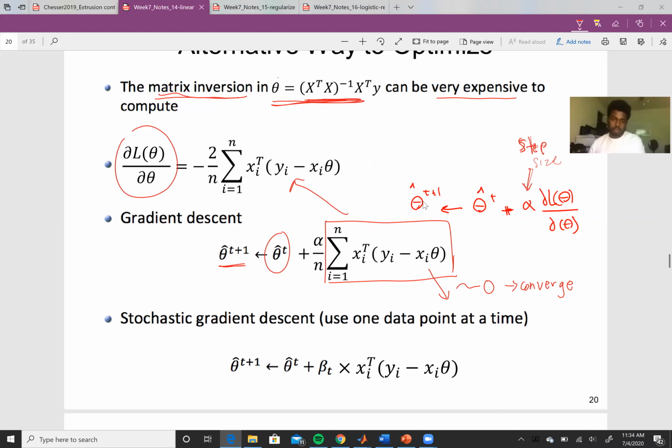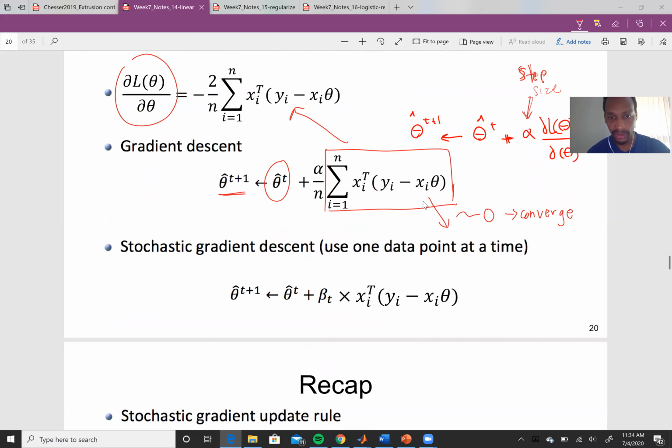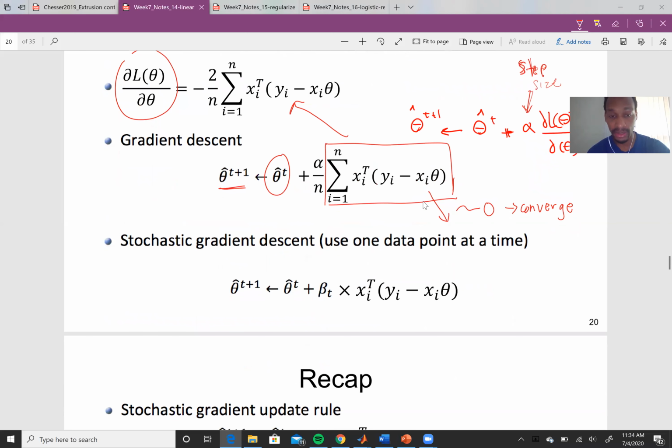I see. Okay, cool. And there's a note here about stochastic gradient descent: use one data point at a time. Yeah, I guess instead of doing the sum, I don't really understand what this is actually getting at. I guess instead of doing the sum of all the data points, you just use 1.